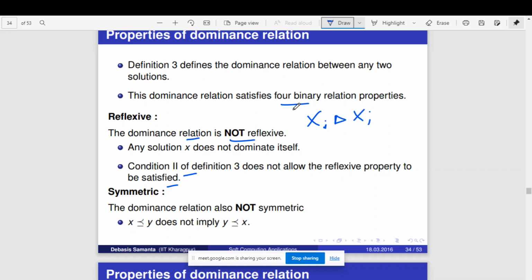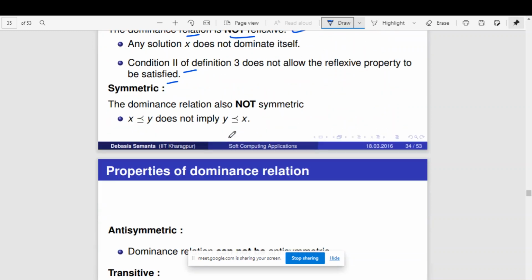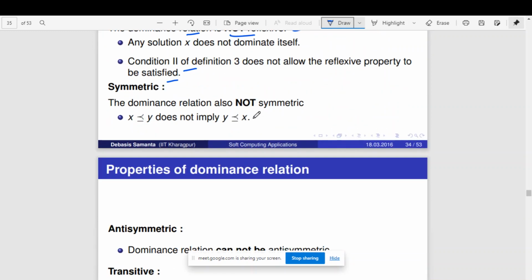Okay, so that way you cannot say that, as it is not satisfying the reflexive condition. Okay, that's what it says. Symmetric. The dominance relation is not symmetric.